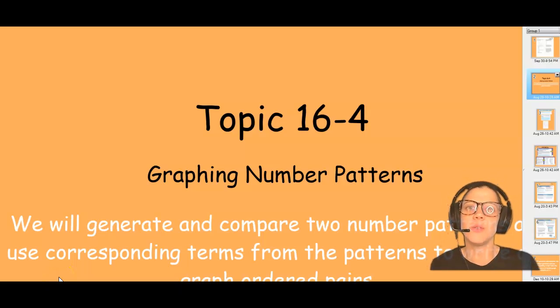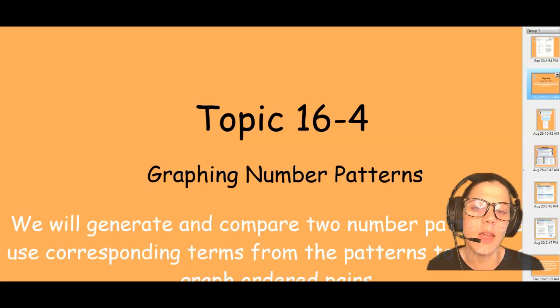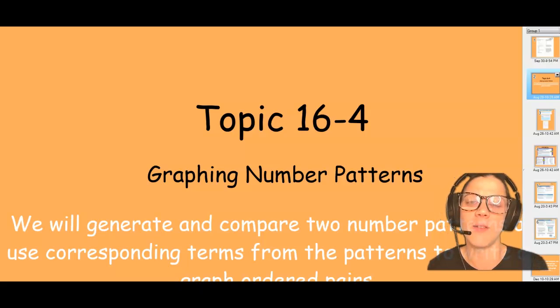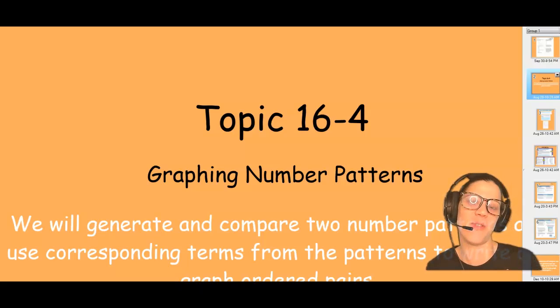Today we are going to dive into topic 16-4, which is more of graphing number patterns. This is where we compare two different sets of data and use them to make a coordinate grid, but more formally known as a line graph. This is actually the type of graph we use the most in science. It's the type of graph that I personally like the most.